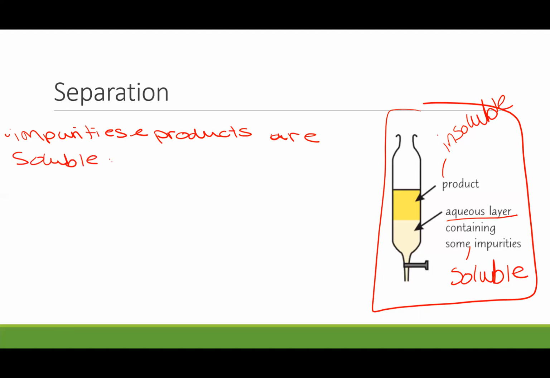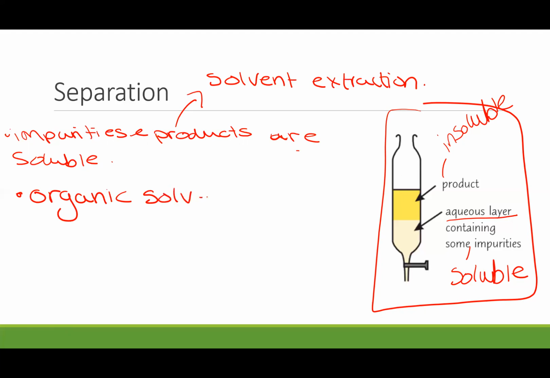The separation technique is very similar, but it's called solvent extraction. What we do is we take an organic solvent in which the product is more soluble than it is in water. The key part of choosing this organic solvent is that the product needs to be more soluble in it than it is in water.